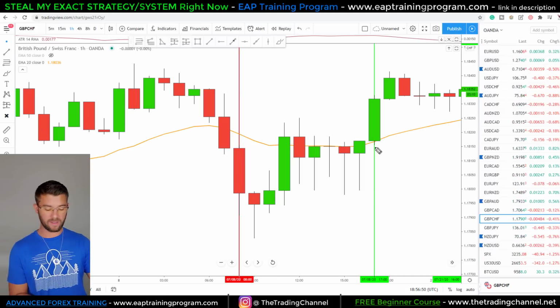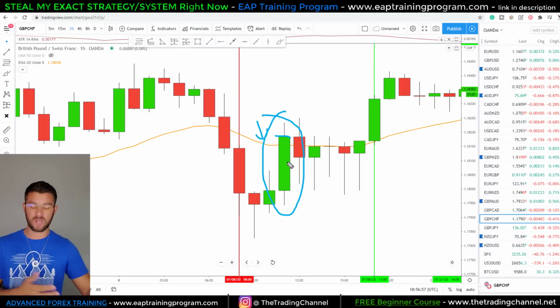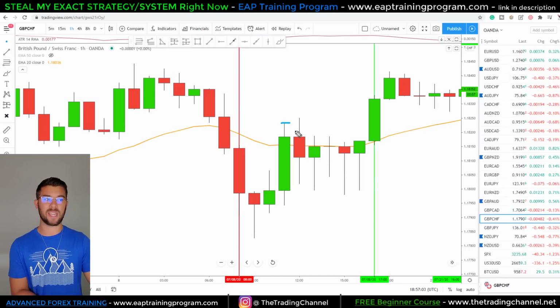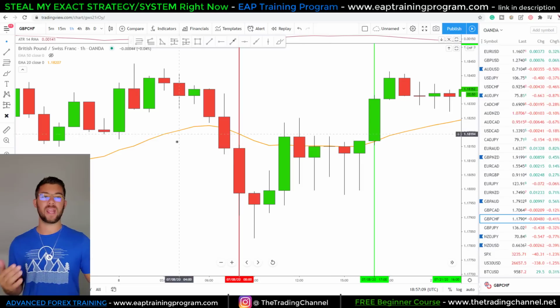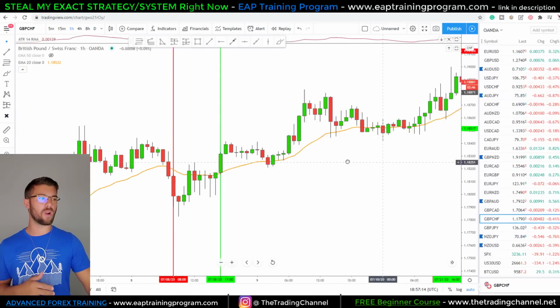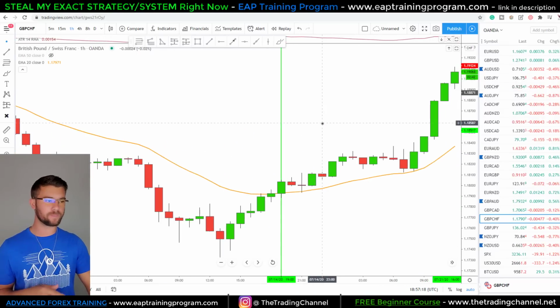For example, this would not have been a trade. Reason being, we have a close above our 20 EMA, the orange line on the screen, but we do not have a close above the high of this candle afterwards. The close above the high of this candle needs to be immediately after the close above the orange 20 EMA. And let's go look at one more example, and then I'll start teaching you a little more about backtesting and a little less about the strategy. I'll also share stops and targets with you.